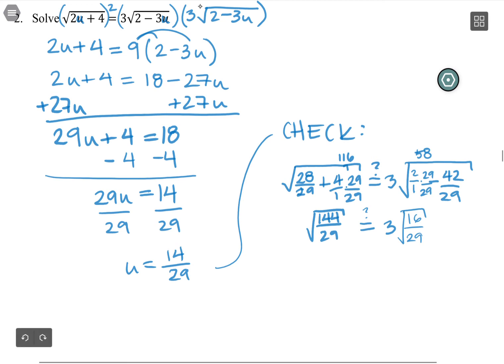So you could rationalize denominators, but what I'm seeing is if I split that root up, the square root of 144 is 12. The square root of 16 is 4. And if I multiply on the right-hand side, 3 times 4 is 12. That looks great. I don't have any sign problems. So I think I like it.